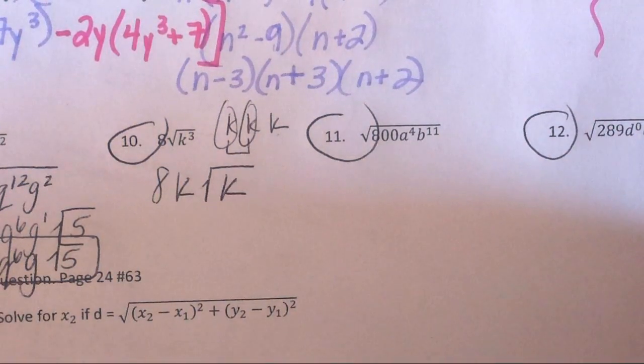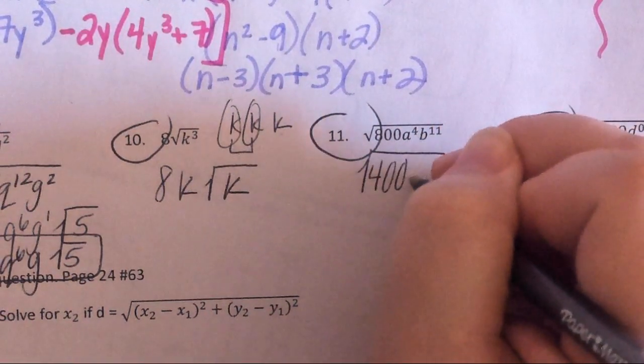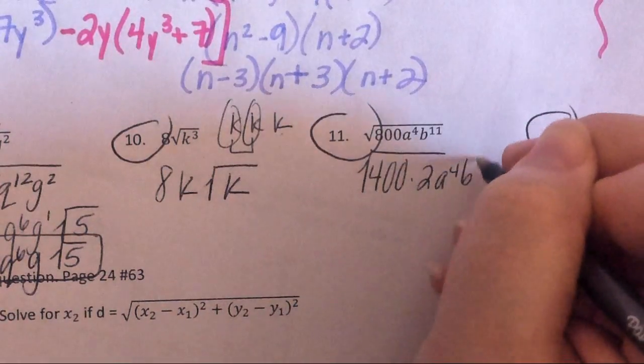Okay, number 11. First things first, to break down 800. What two numbers will give me 800? I could do 10 and 100. I could do 10 and 80, but those aren't good. I could do 40 and 2. I could do 400 and 2. And I still have a to the 4th, b to the 11th.